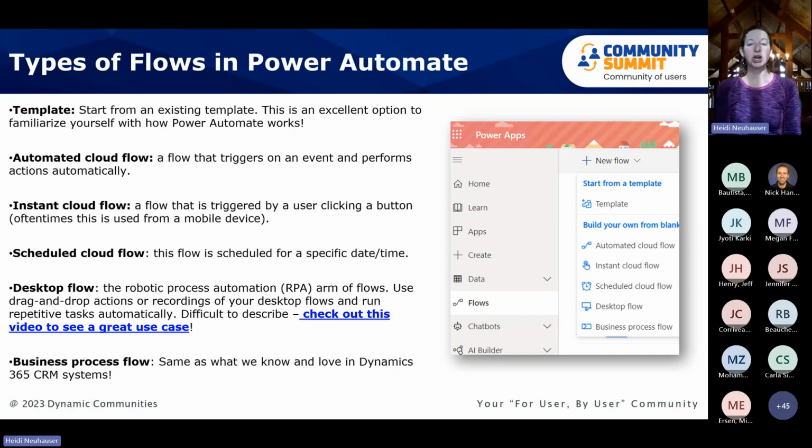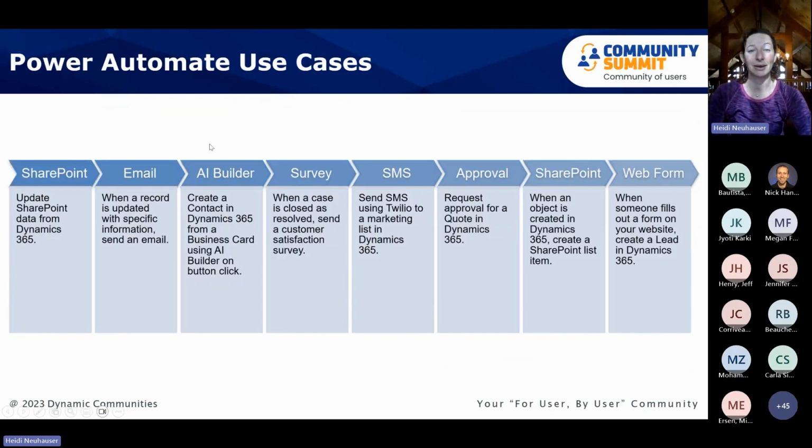Instant cloud flow is started by a user clicking a button. A scheduled cloud flow is a flow that's scheduled for a specific date and time, and then it will run. Desktop flow is super complicated, but I just heard they're having a Copilot to uncomplicate that. So hopefully those will get better. And business process flows, that's the same thing we've seen in Dynamics CRM for a long time.